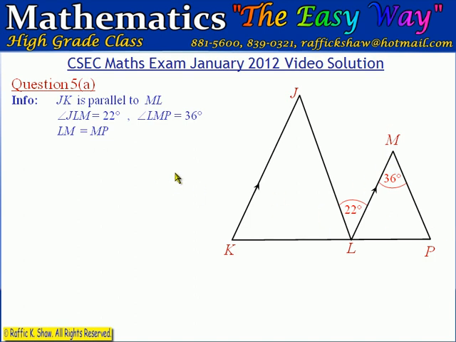So let's put that in first. Right? That the LM is equal to MP in length. Right? So we can place these marks on the lines to indicate that they are equal. So what we have here really is an isosceles triangle. So we can also state that.